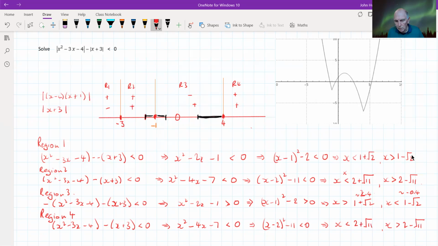Well, this second one is a negative number. It's not in region 4. But this one here, 2 plus root 11, is something like 5.3 or something like that. So this is in region 4. Where would it be? About there. Okay, so we've got all our solutions there then, basically.